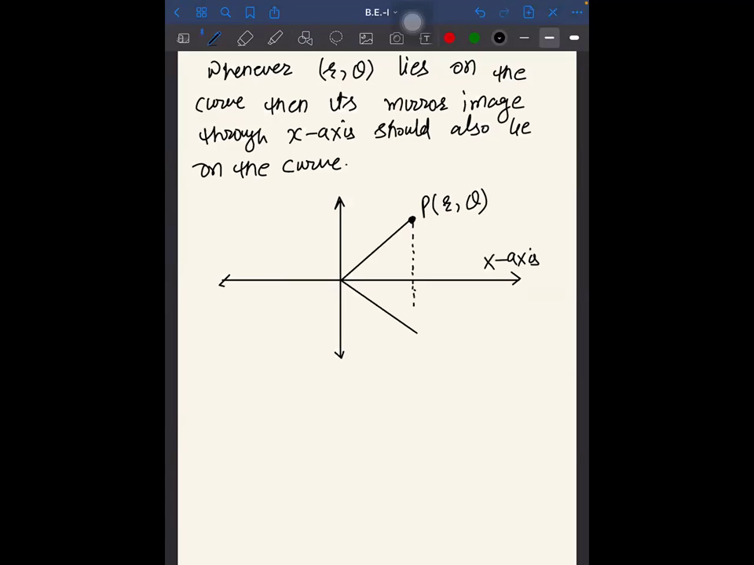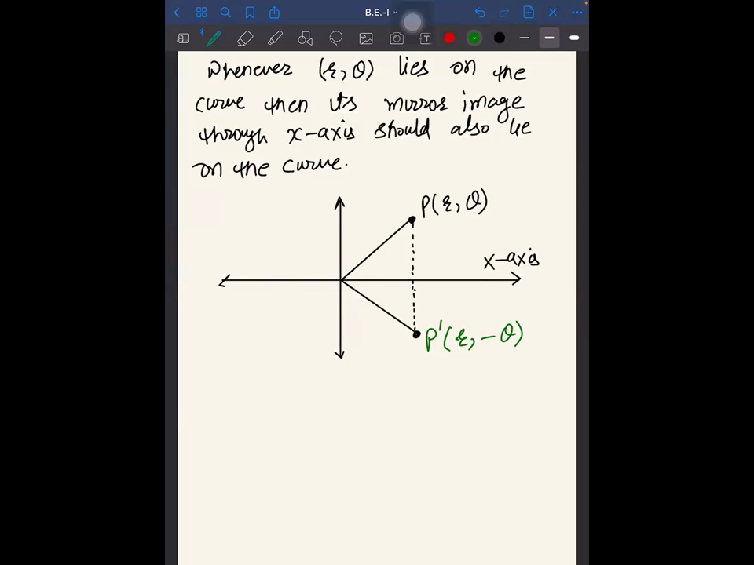R minus theta. Yes, you're right. So this point will be nothing but, let's say, P dash, r minus theta. Okay, you're with me? Is it okay? Yes, sir. Okay, and we can have this thing as well.